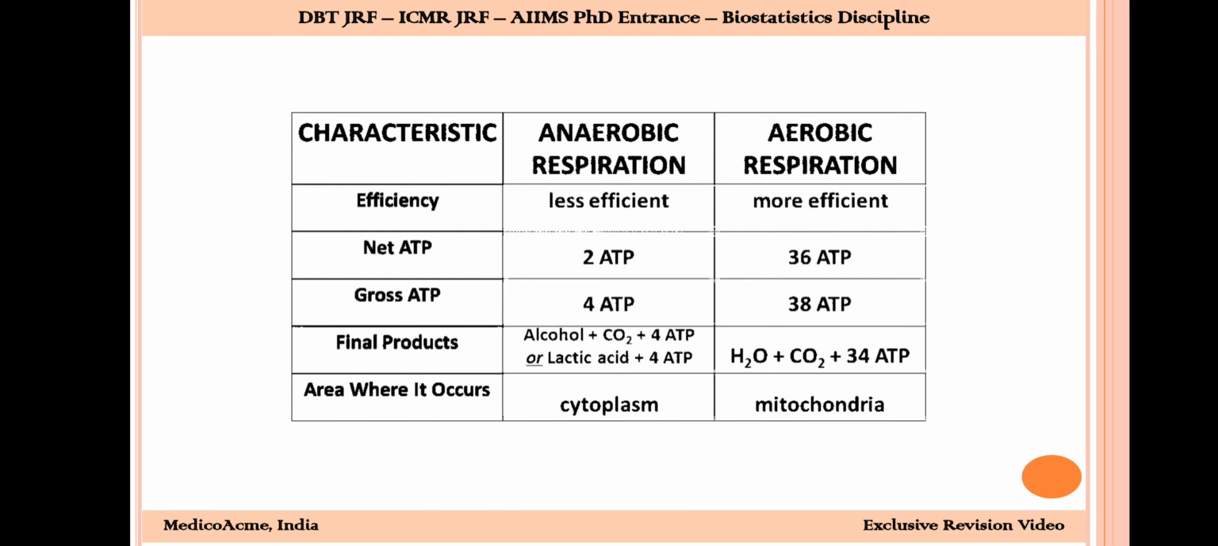The second important thing here is the difference between anaerobic and aerobic respiration. In anaerobic respiration 2 ATP are generated, and in aerobic respiration a net of 36 ATP is generated, and if you talk about gross, then 4 ATP and 38 ATP. The final product will be alcohol or lactic acid depending on the tissue, and lactic acid is produced in the muscle, as you all know. The area where anaerobic respiration occurs is the cytoplasm, and aerobic in the mitochondria.